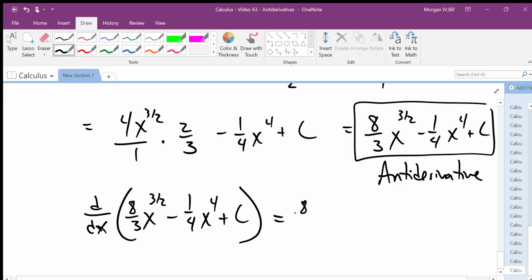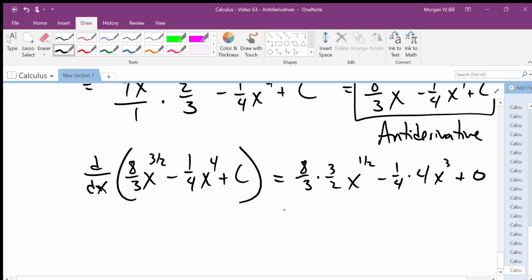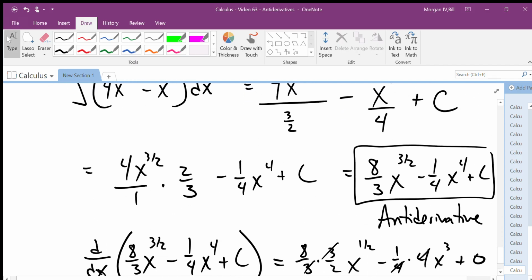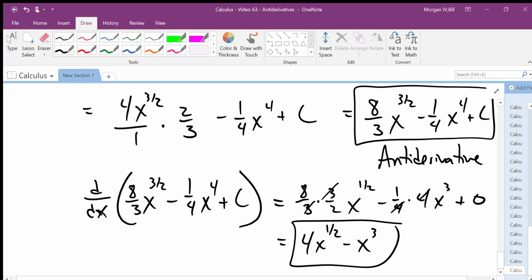That would be 8/3 times 3/2, x to the 3/2 minus 1 would be 1/2. Minus 1/4 times 4x to the third plus 0. Derivative of the constant there is 0. That would be, 3's cancel, 8 over 2 is 4. 4x to the 1/2 minus, 4 and 4 cancel, x to the third. Right, that is what we started with right here. Therefore, this is the correct antiderivative.